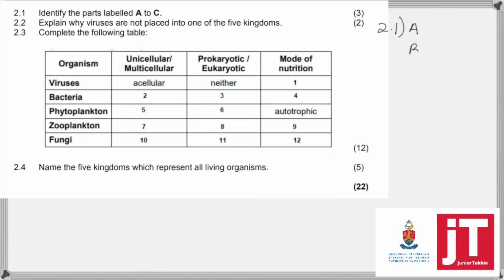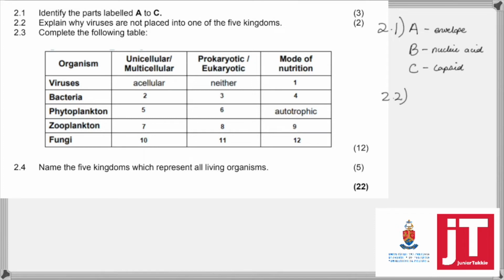So question 2.1, here we have to identify parts A to C. Now we have already done that in getting our context, so this should be an easy answer for us. A, envelope or protein envelope. B, nucleic acid, DNA or RNA. In the case here, we're most likely going to be writing nucleic acid RNA. And C, the capsid surrounding the genetic material.